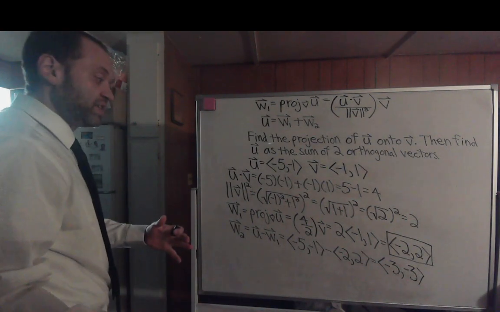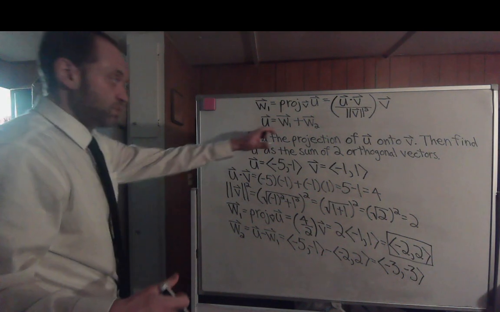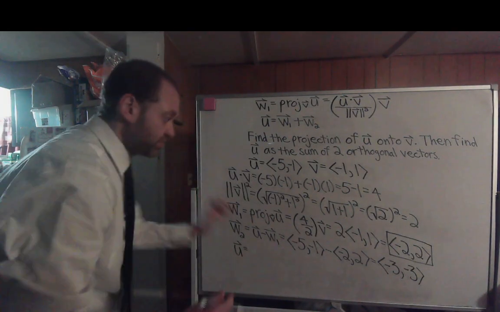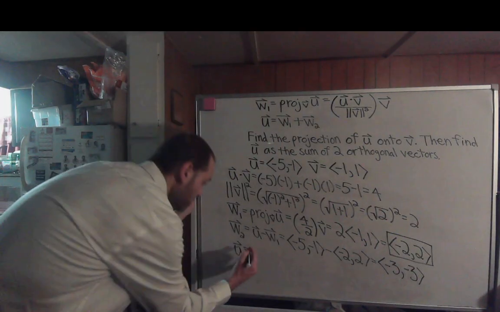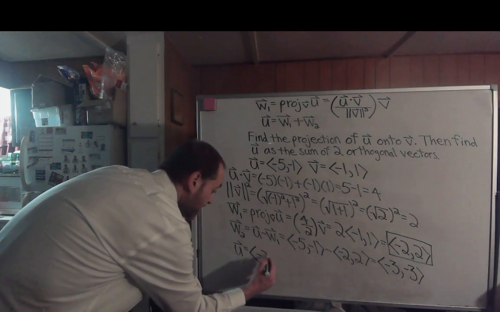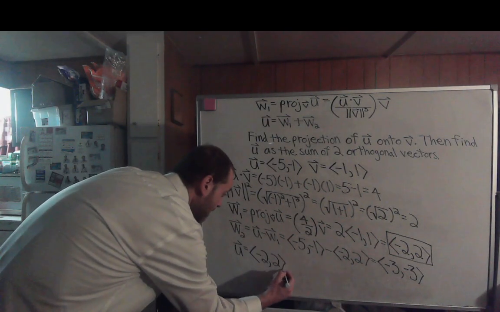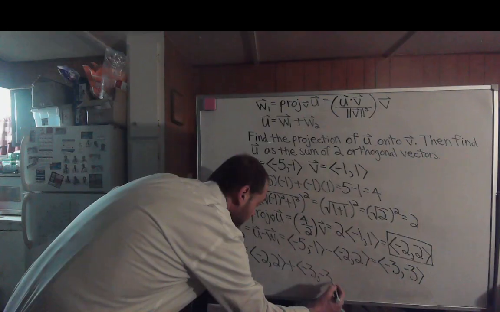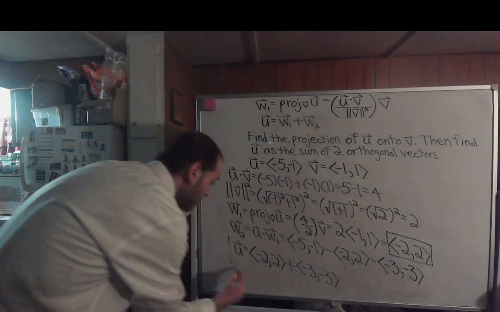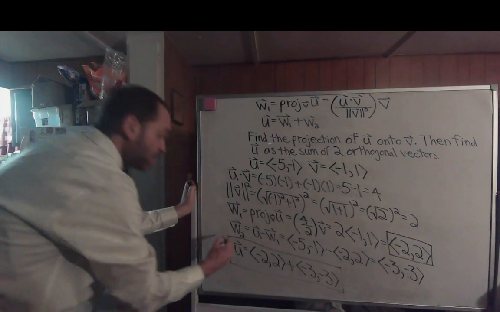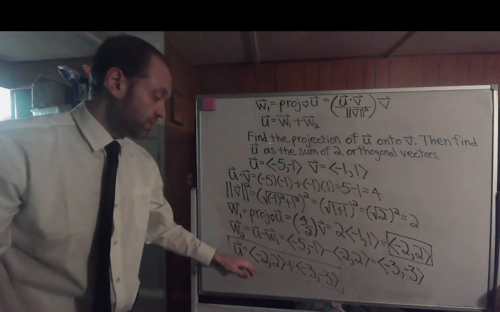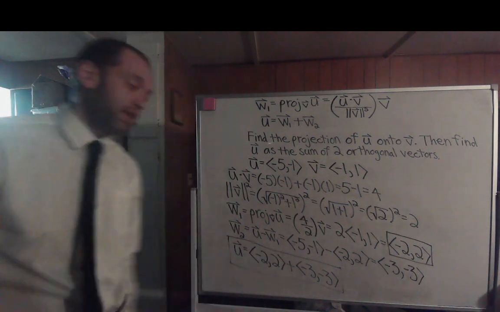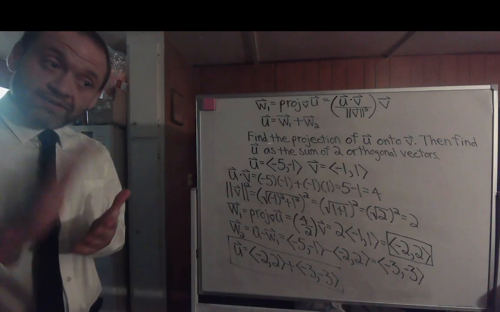Now we are ready to proceed into writing the sum of two orthogonal vectors. So vector u is going to equal that w1 plus w2. So that would end up being the sum of -2, 2 plus -3, -3. Those are both orthogonal to each other, and you have vector u as the sum of two orthogonal vectors, -2, 2 plus -3, -3. So that's it for this lesson.